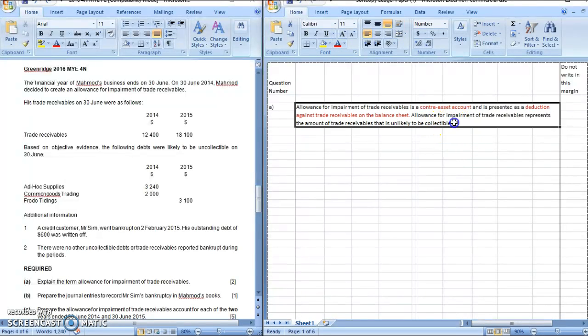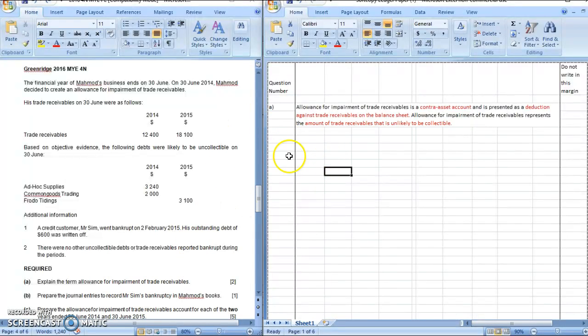So what this means is that the allowance account represents the amount of trade receivables that is unlikely to be collectible. In other words, we set up this account just so that we can record customers who show us a 50-50% chance of paying us. They are still our customers, but they are showing troubles of paying.